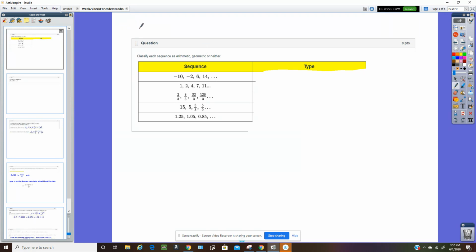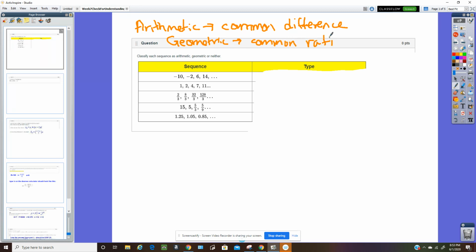So arithmetic has a common difference. And geometric has a common ratio. And if it doesn't have either of those, then it's neither. So you want to pick arithmetic, geometric, or neither.